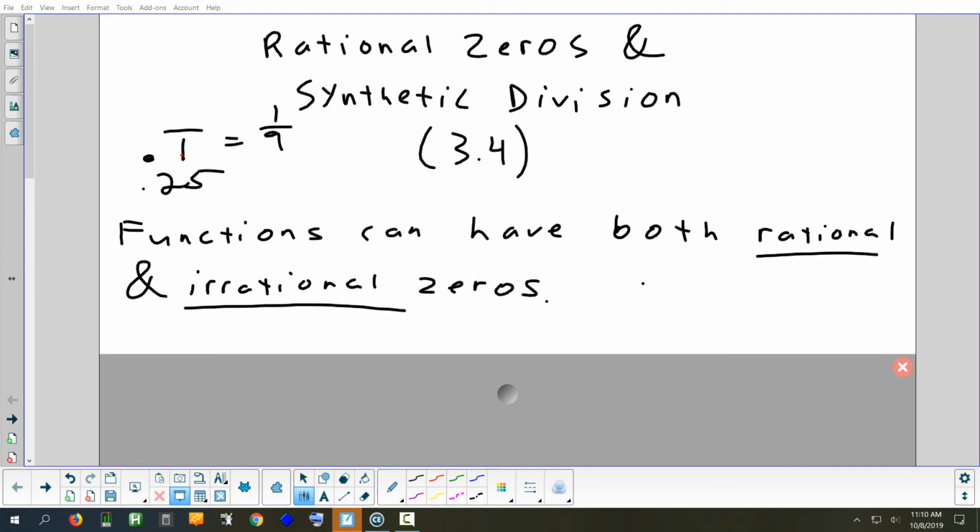If you were to graph this, and I asked you where it crosses the x-axis, it would cross at the square root of 3 and the negative square root of 3. So the two answers to this problem would be irrational. Versus if I change that -3 to a -4, then the two answers would be rational, 2 and -2.